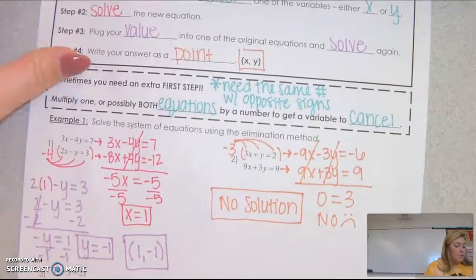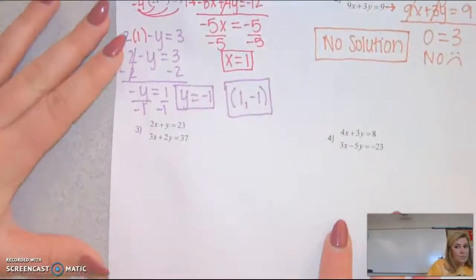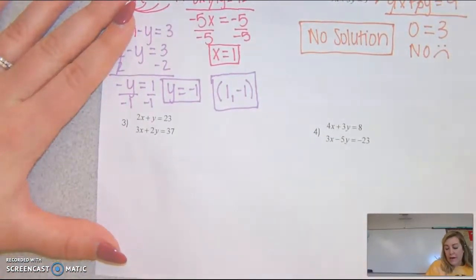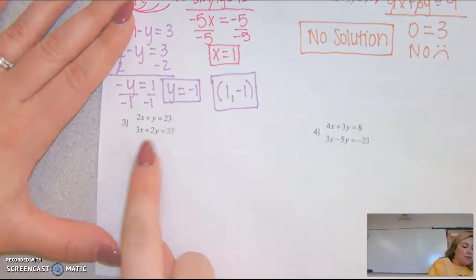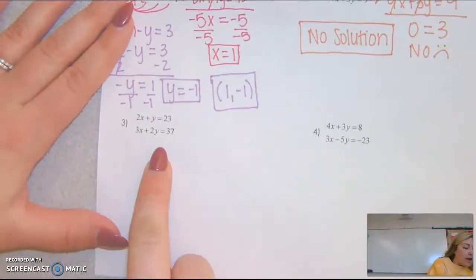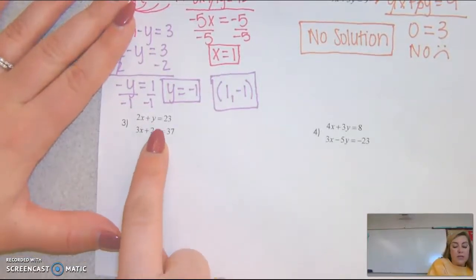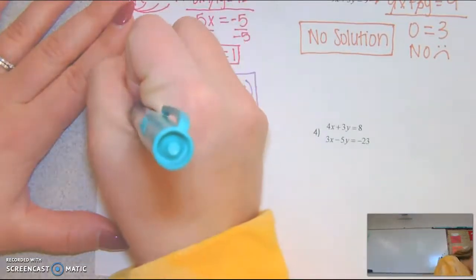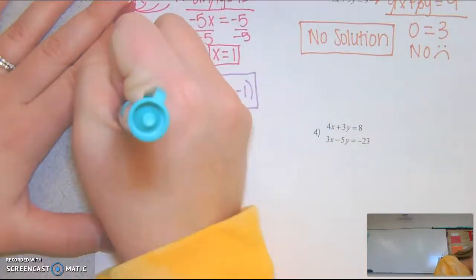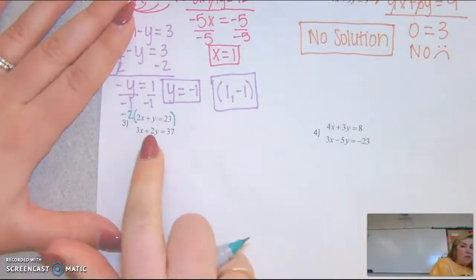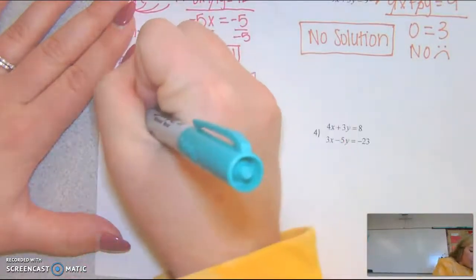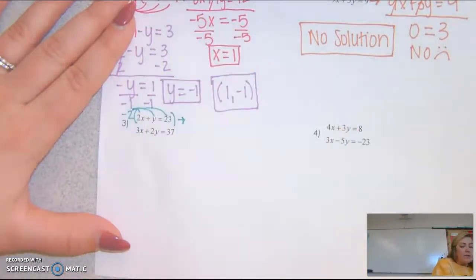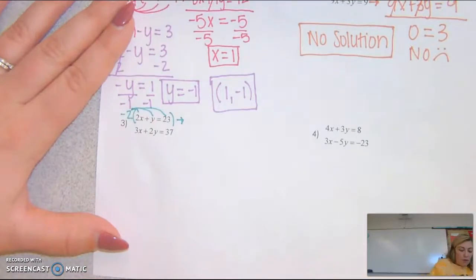Okay, let's go down to number 3. So number 3, again, I'm going to look at my x's and my y's. It looks like my y's are going to be easier to cancel. So I'm going to multiply the whole top equation by -2 in order to get those y's to cancel. So I'm distributing that -2 to everything inside that equation.